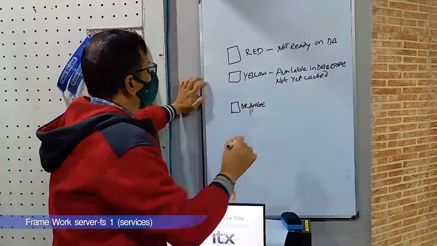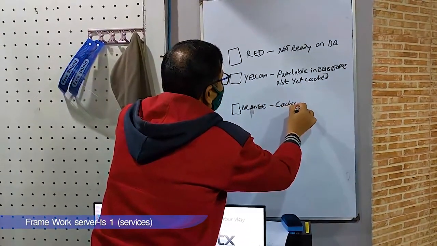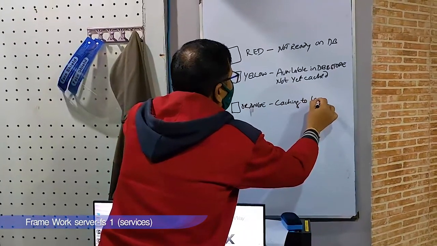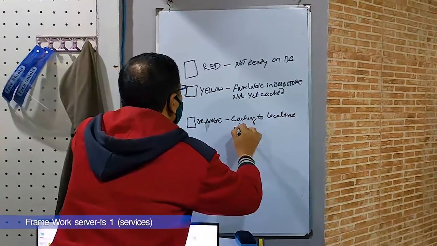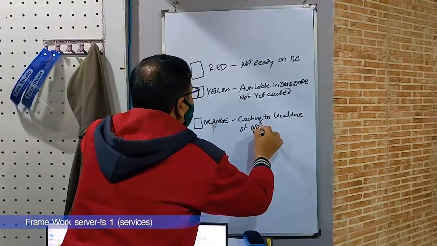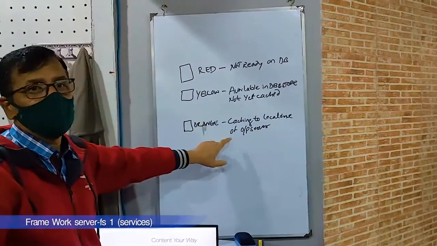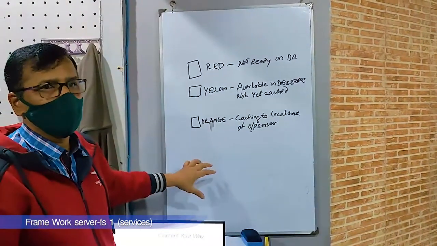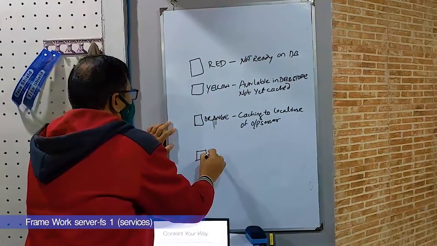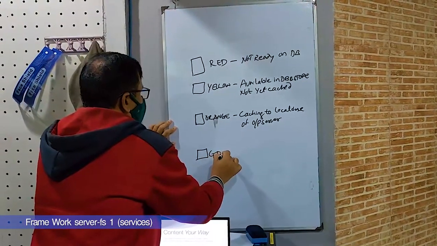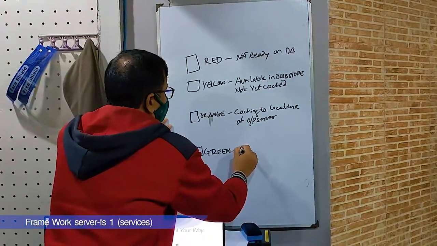When it is orange, it means it is caching. It is caching to the local drive of the output server. It could be main and backup also. Once this is cached completely, then we have a green status. This is cached and ready.